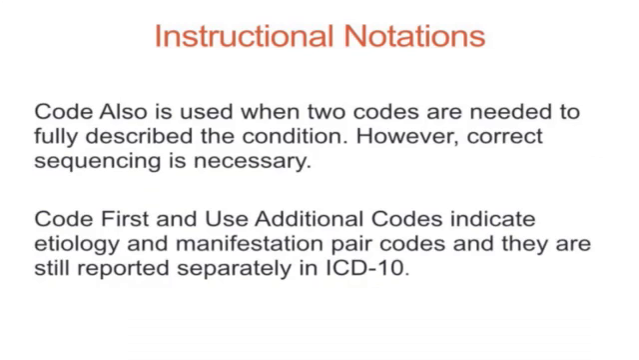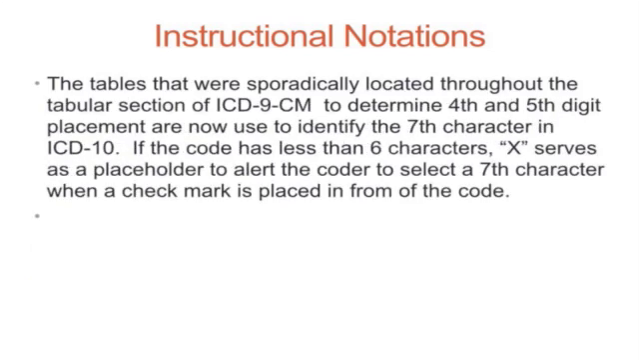Code also is used when two codes are needed to fully describe the condition. However, correct sequencing is necessary. Code first and use additional code indicate etiology and manifestation pair codes, and they are still reported separately in ICD-10. The tables that were sporadically located throughout the tabular section of ICD-9-CM to determine 4th and 5th digit placement are now used to identify the 7th character in ICD-10.